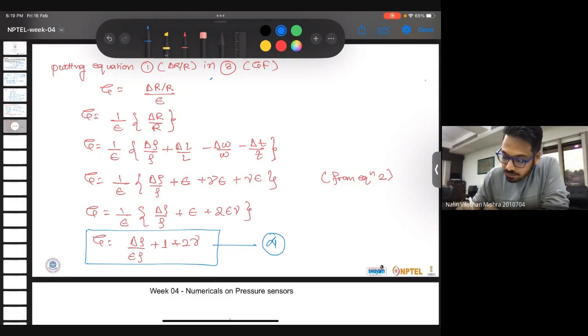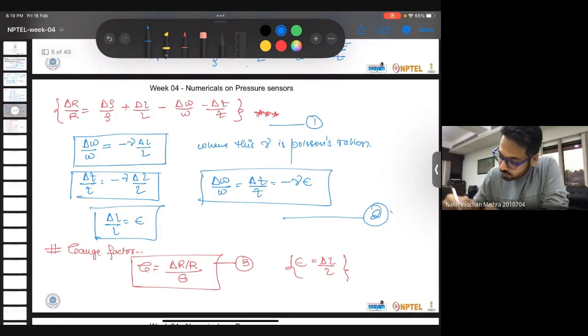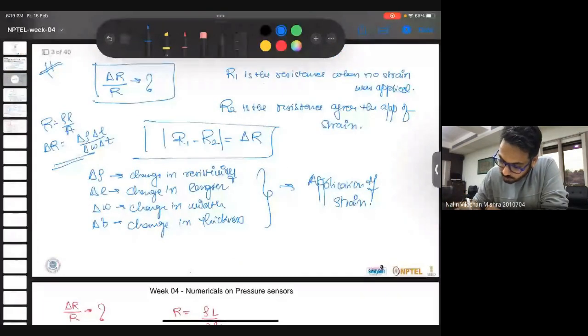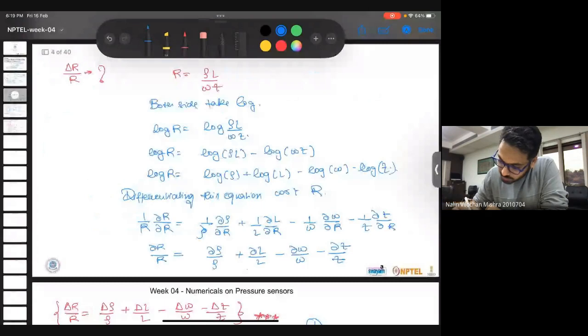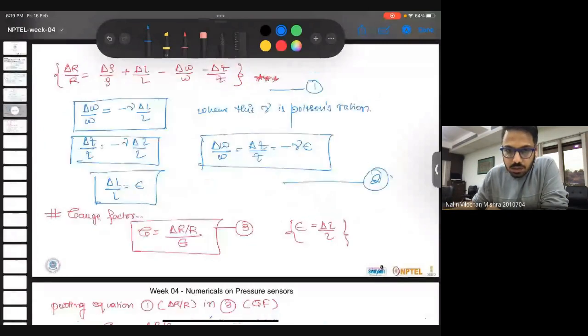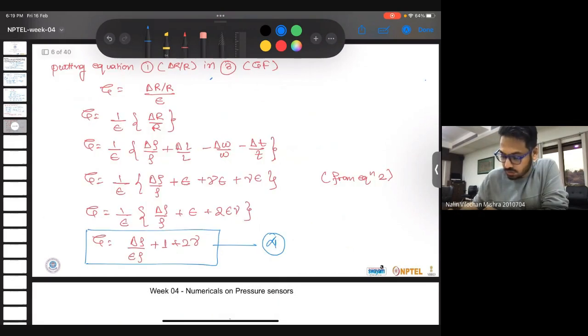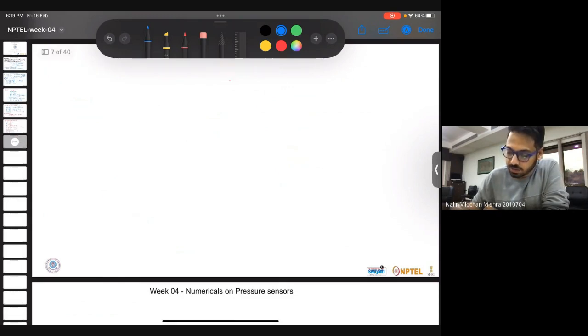So do you guys have any doubt till here? So we have this formula of change in resistance from equation 1. We have this formula which relates change in width by width, change in thickness by thickness with strain. We have this gauge factor, and we have this relation also. Okay, so let us try some numericals.